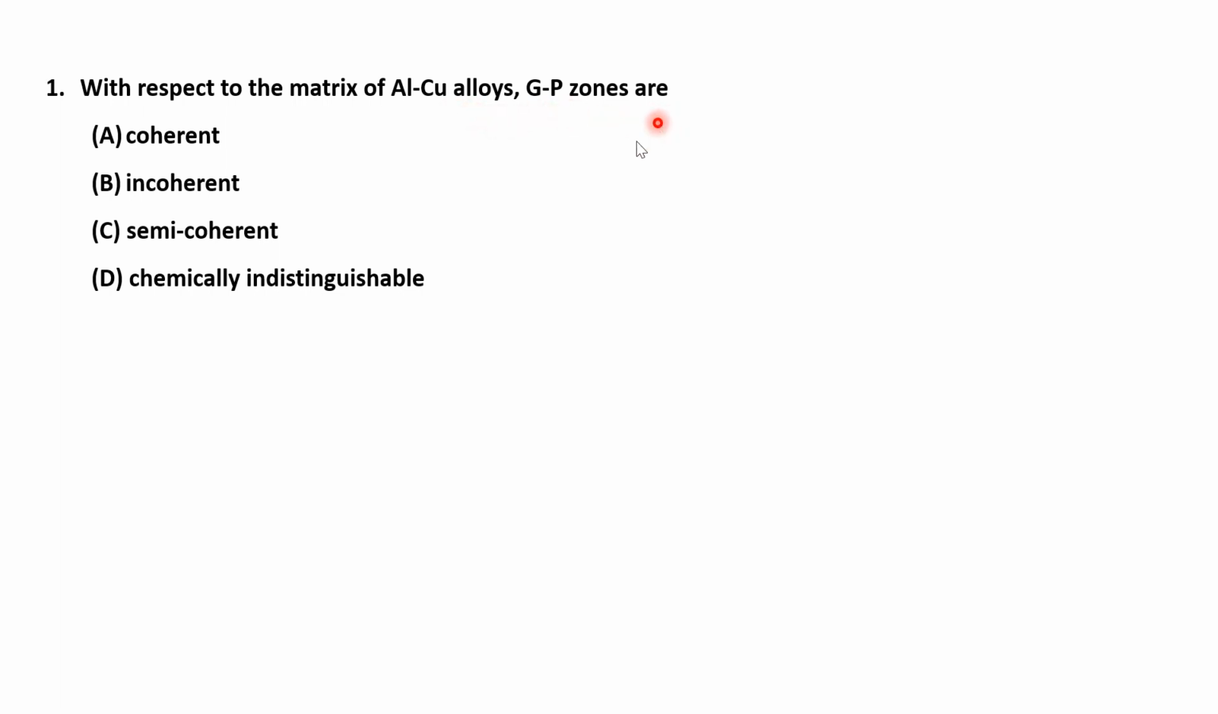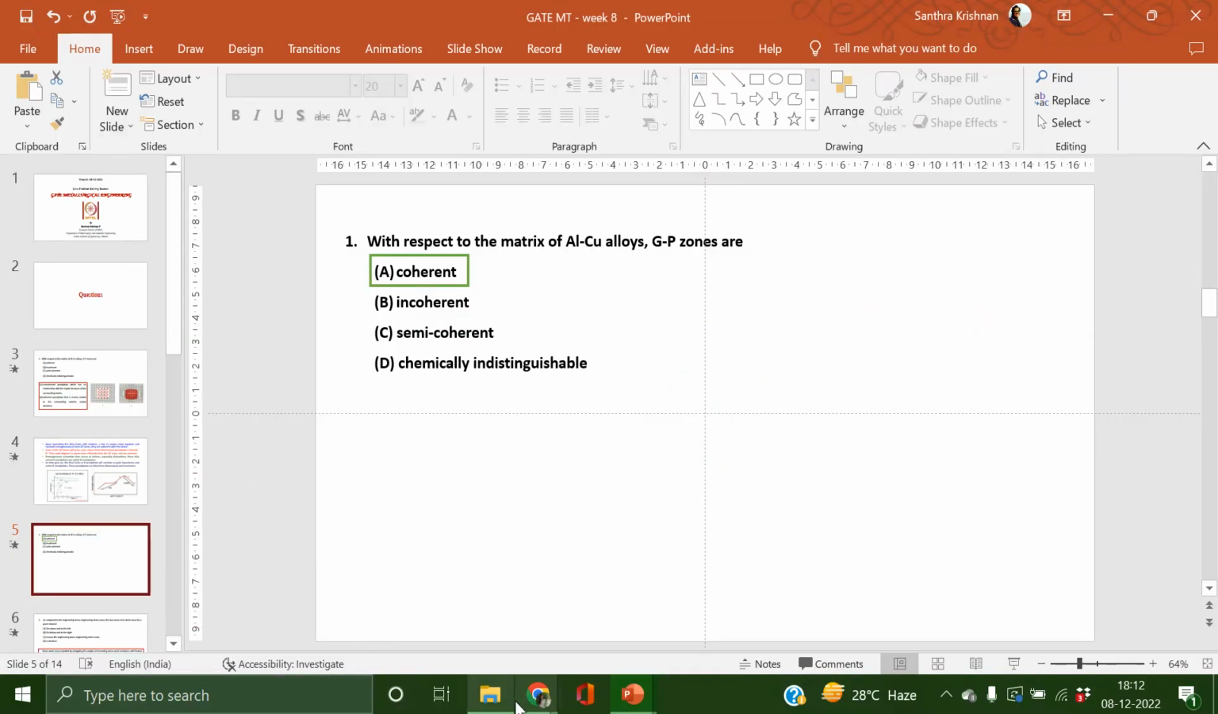So I want any of you to now give me the answer. Like I had explained, what type of precipitate GP zones are. So what will be the answer? Somebody has unmuted, please answer. Hello? With respect to the matrix of aluminum copper alloys, GP zones are. It's okay if it is wrong or right. I can explain again. If you have any doubts, no issue. Please answer. Like only three of us are there. I don't think any new persons joined.